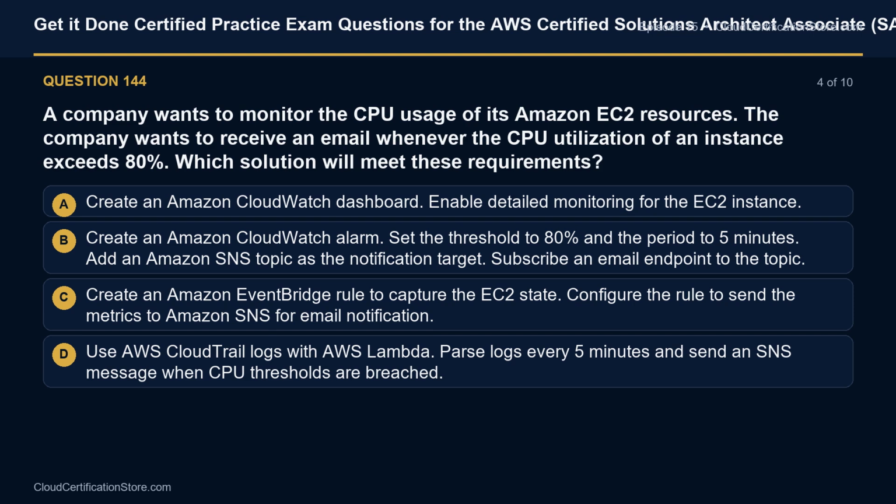Option B. Create an Amazon CloudWatch alarm. Set the threshold to 80% and the period to 5 minutes. Add an Amazon SNS topic as the notification target. Subscribe an email endpoint to the topic. Option C. Create an Amazon EventBridge rule to capture the EC2 state. Configure the rule to send the metrics to Amazon SNS for email notification. Option D. Use AWS CloudTrail logs with AWS Lambda. Parse logs every 5 minutes and send an SNS message when CPU thresholds are breached.